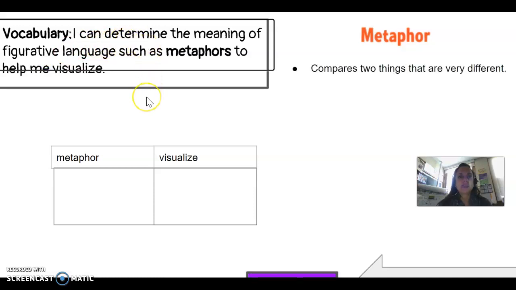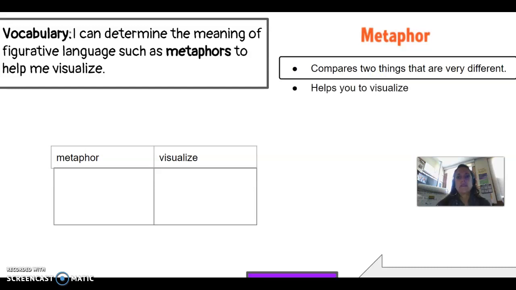I can determine the meaning of figurative language, such as metaphors, to help me visualize. So what is a metaphor? A metaphor compares two things that are very different. And a metaphor helps you to visualize. That is why the author uses metaphors in their text.